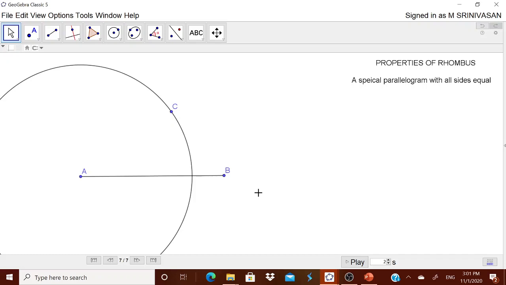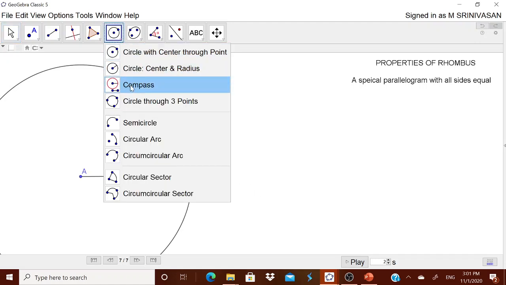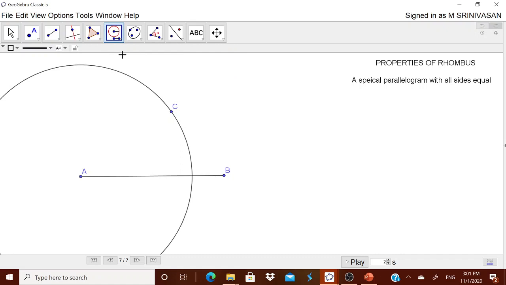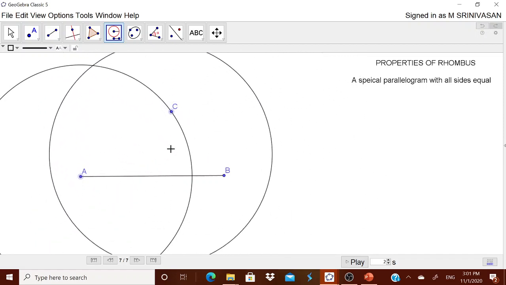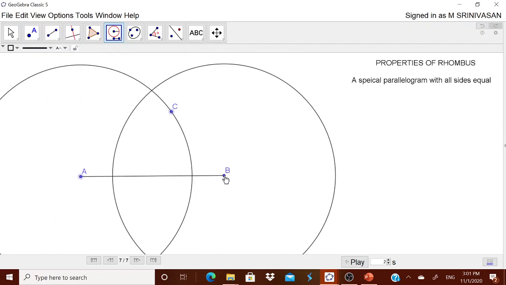With the same radius, we have to draw another circle centered at B. How to do it? For that, we have this compass. Take this compass. What is the compass asking you to do? Select segment or 2 points, then center point. Therefore, I will select this A and C. Now I got it. Now I can put it anywhere. I got a replica of that circle now. I will put it at B.